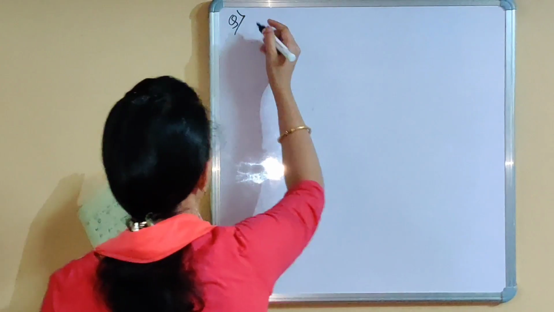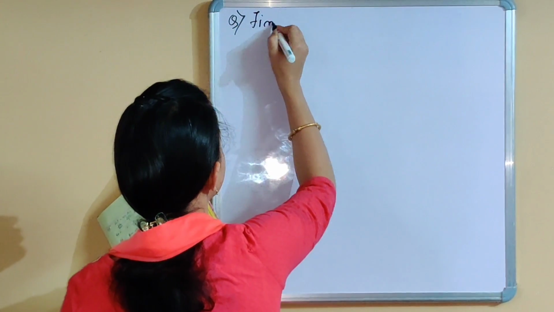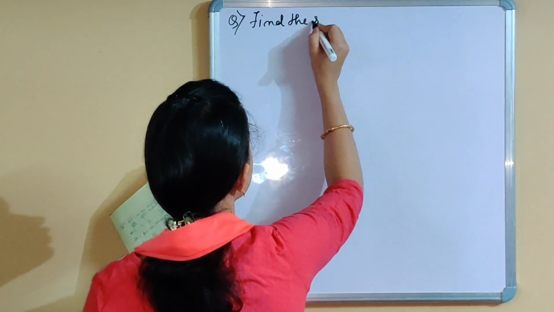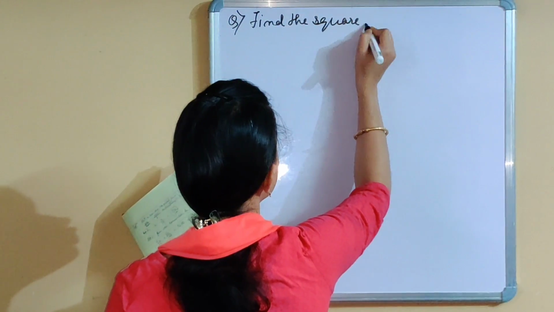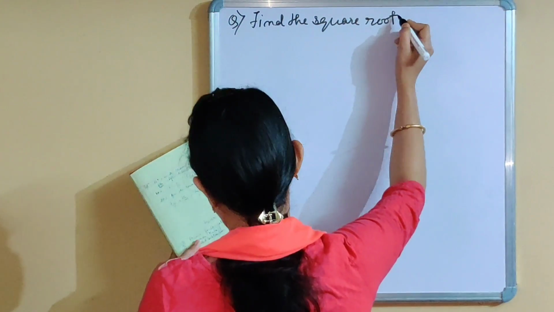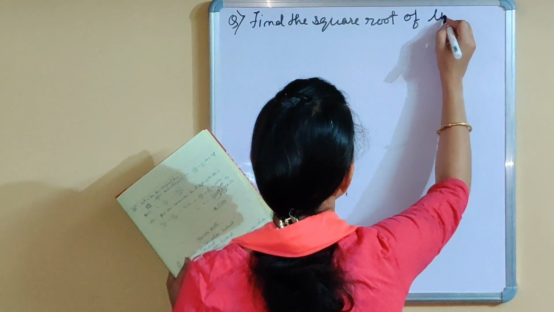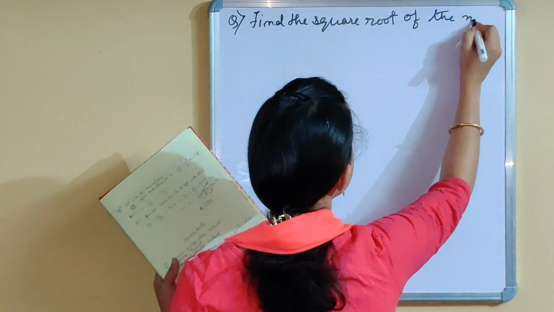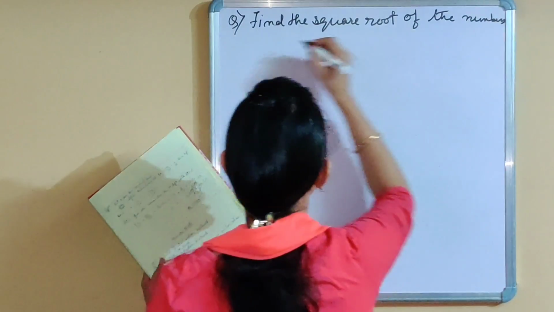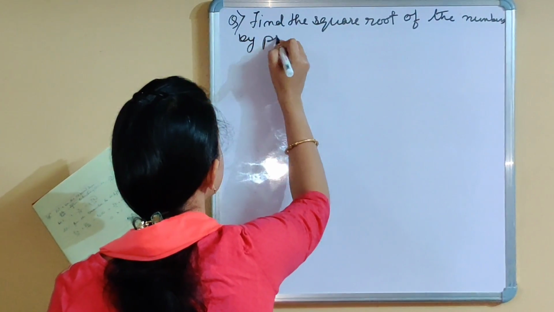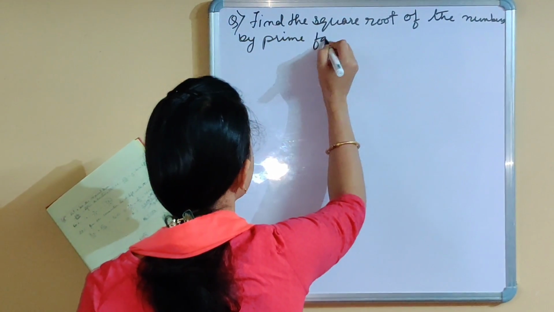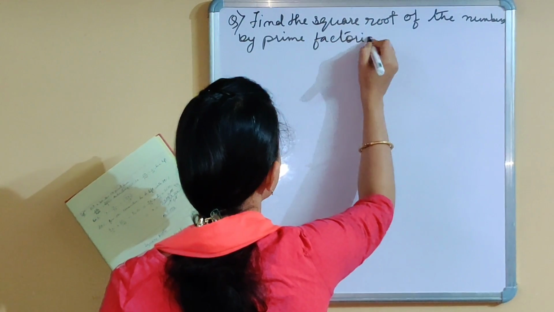Find the square root of the numbers by prime factorization method.